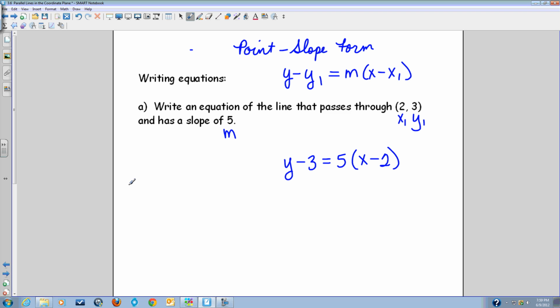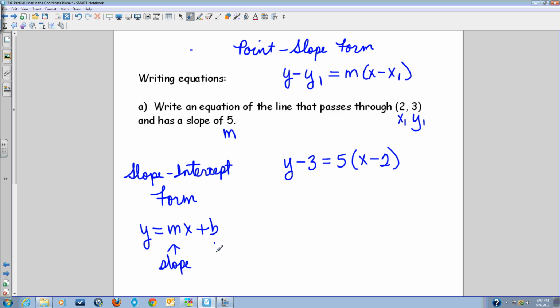Now, what we want to do is get our line into slope-intercept form. As you may recall, slope-intercept form is y equals mx plus b, where m is your slope, of course, and b is your y-intercept. So basically, the only thing we want to do here is solve for y. That's what we're looking for.